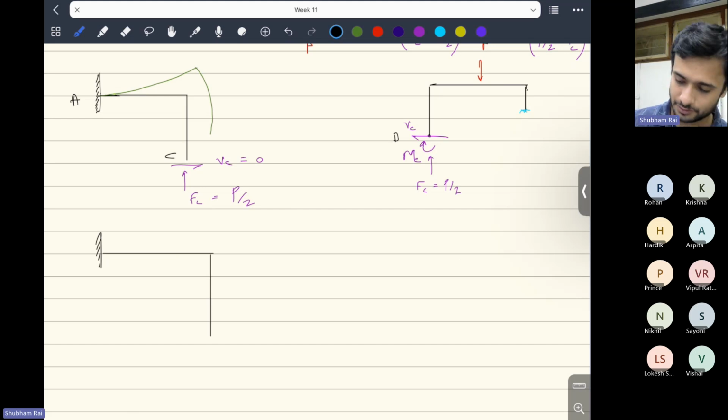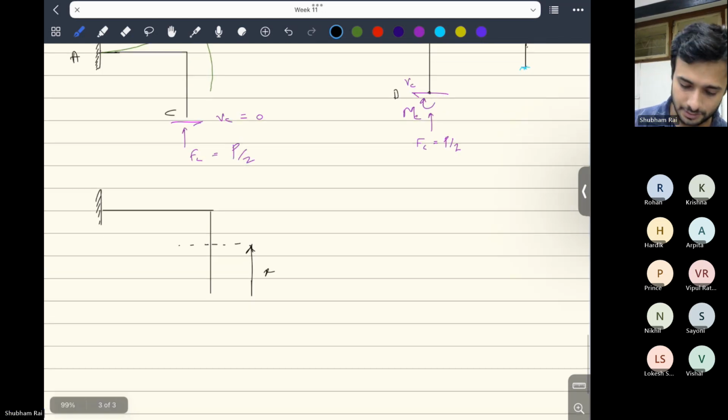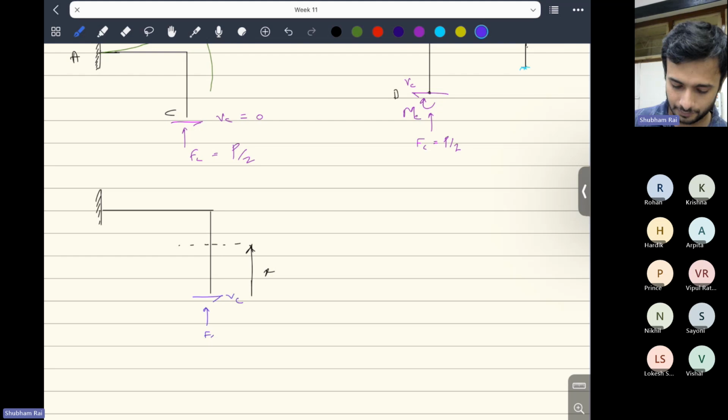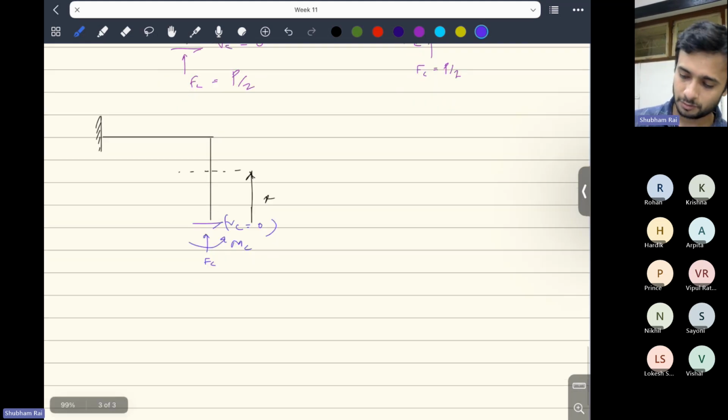If I talk about the vertical length, let's say I am at this point, which is at a distance x from point C. And at this point x, I want to write the bending moment. So you know that here at point C, there will be VC acting. Here there will be FC acting. And MC is also acting. So I'm just writing MC here. And VC, we know that VC is equal to 0. And we are at distance x. So I'm just talking about this horizontal length.